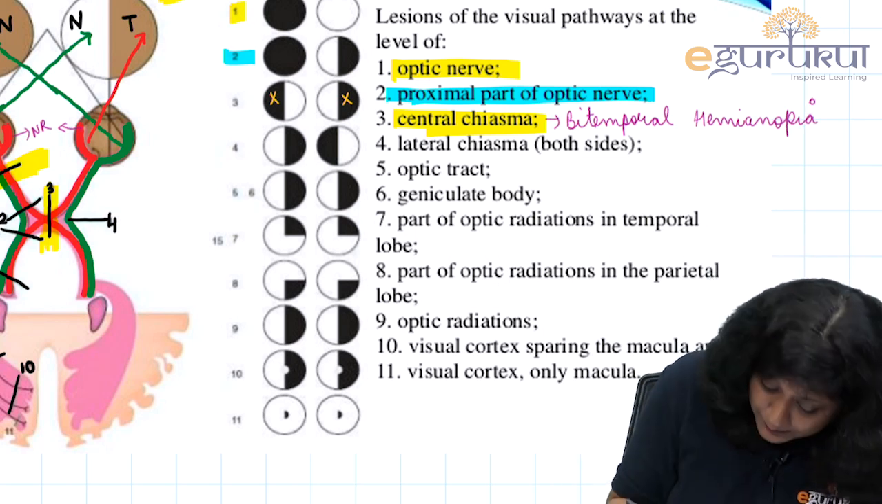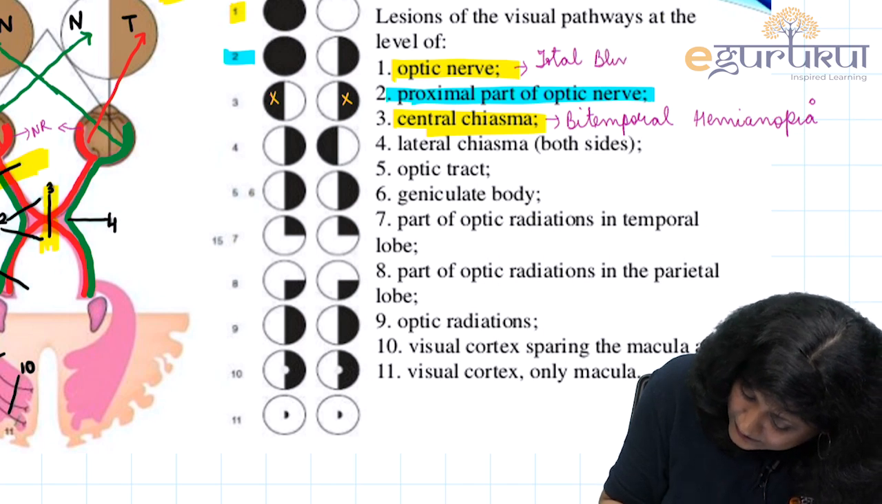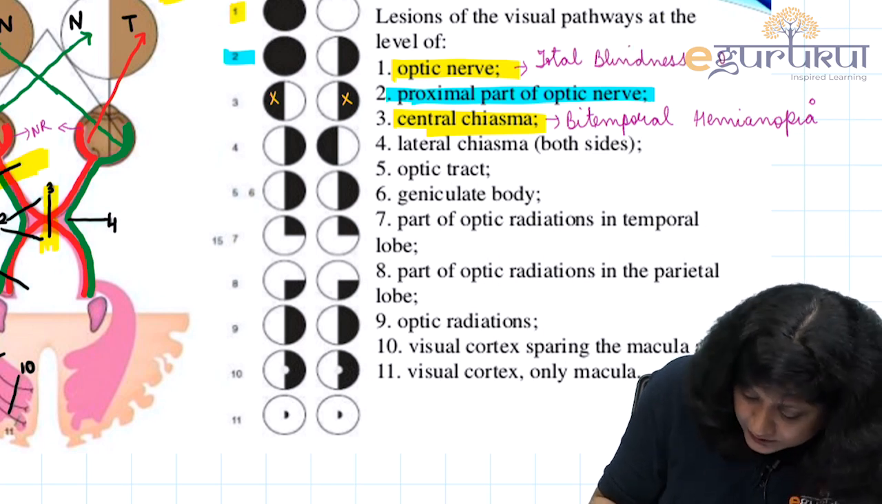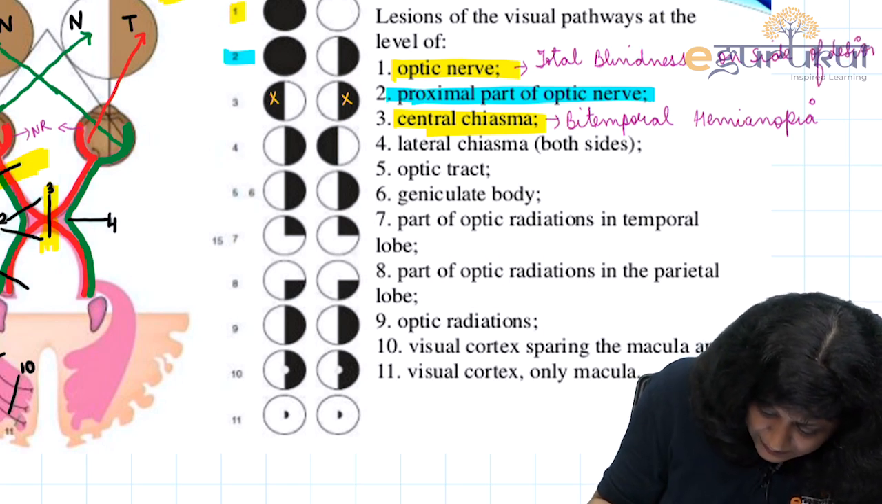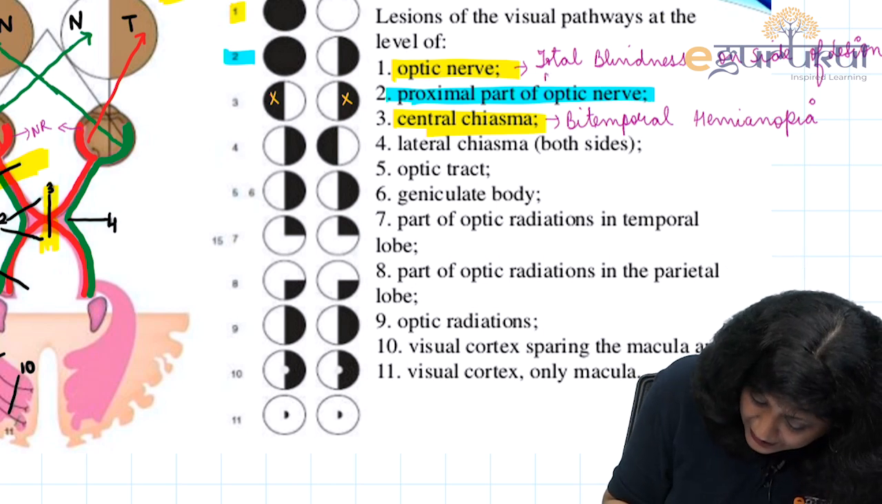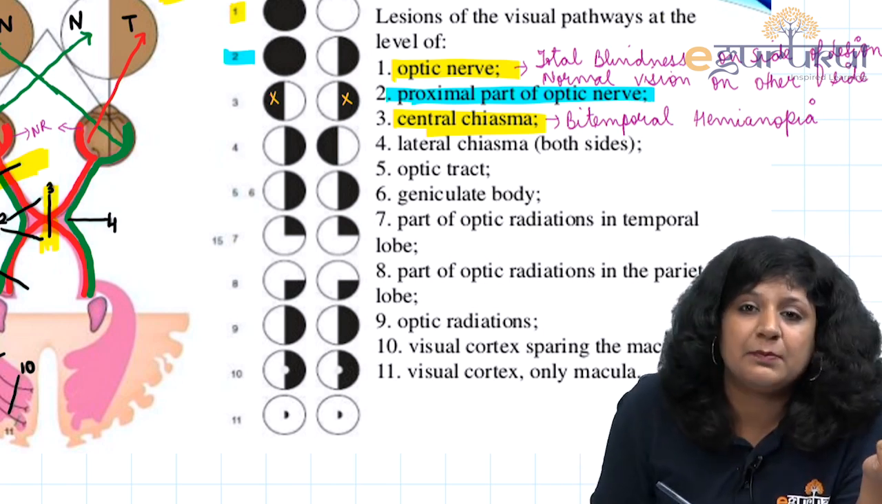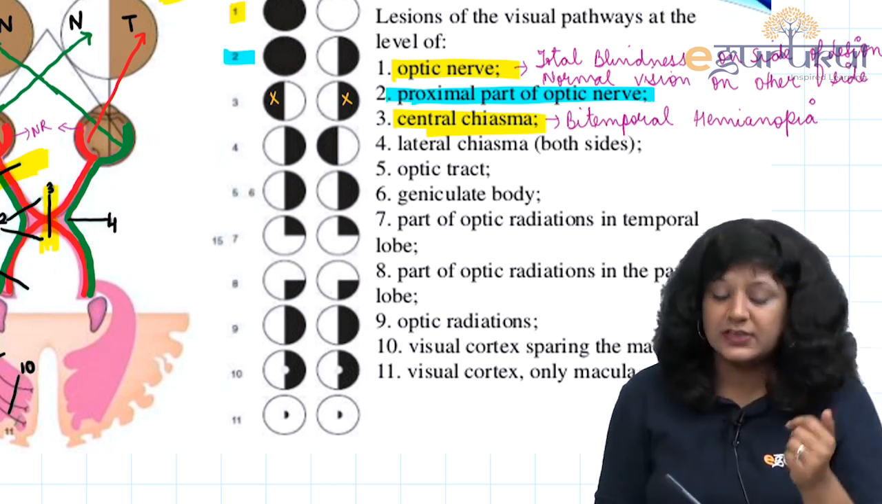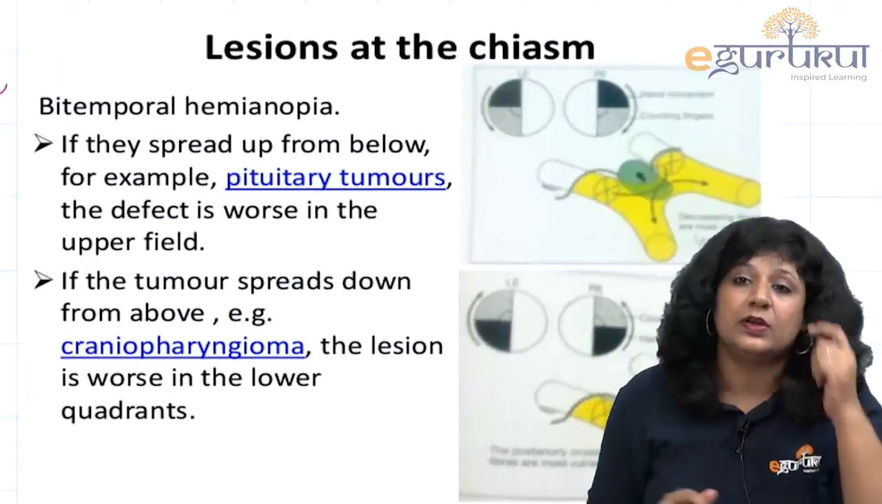While in the cases of optic nerve, I was getting the total blindness on the side of the lesion, with normal vision on the other side. Here I am getting the bitemporal hemianopia. Alright, now there is one more important thing that you have to see in cases of the bitemporal hemianopia.